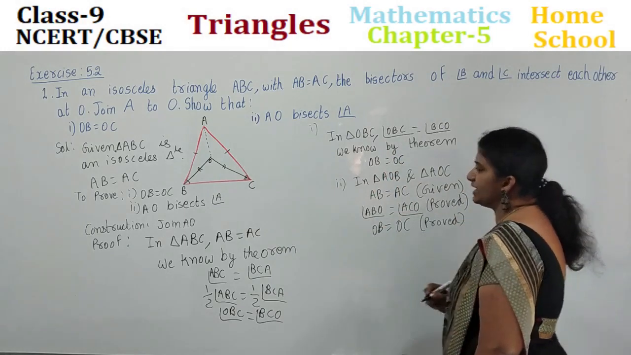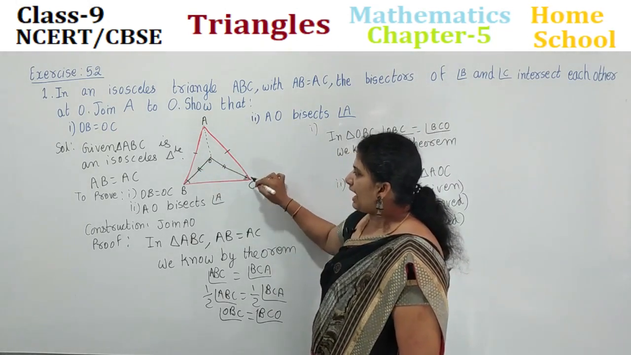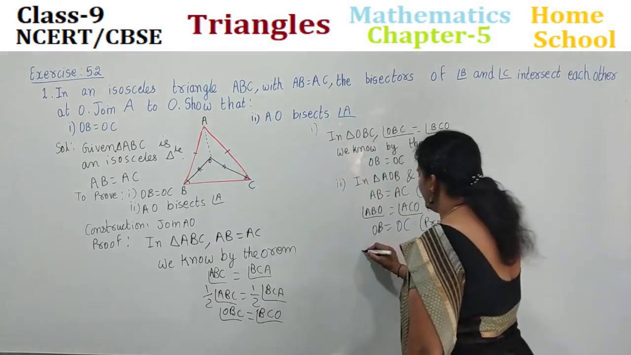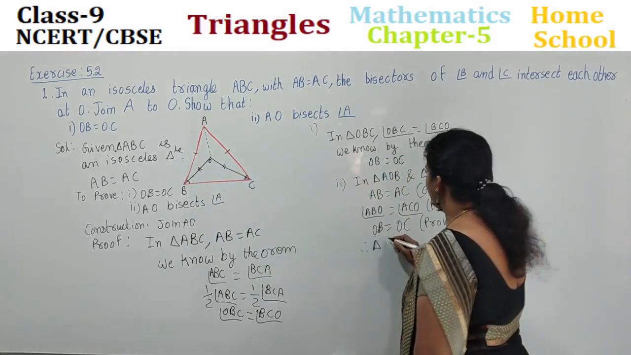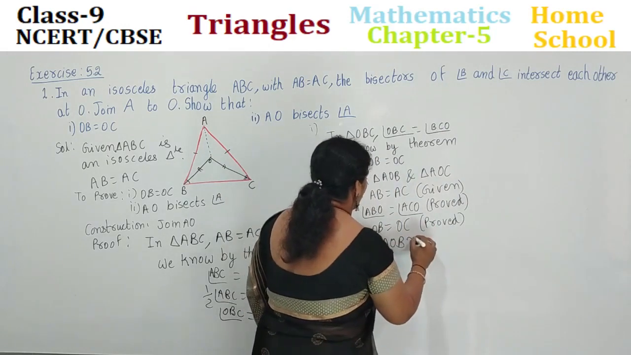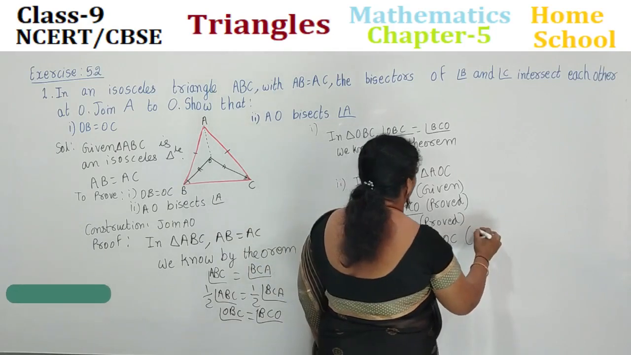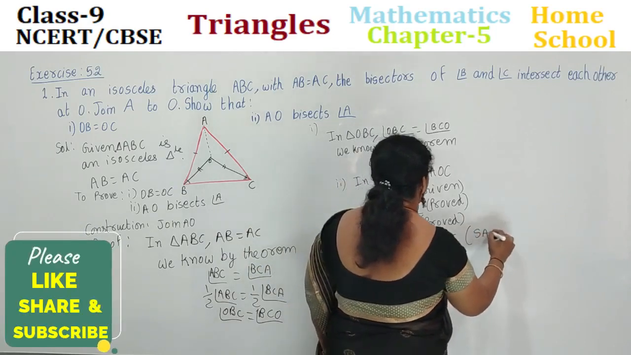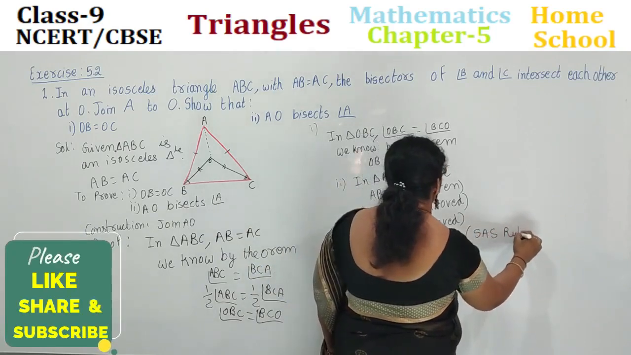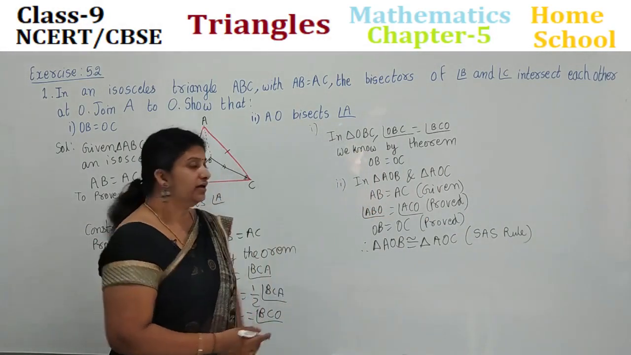Therefore, what you can say here? Side angle side. Therefore, triangle AOB is congruent to triangle AOC. By what congruency rule? Side angle side rule. I say that these two triangles are congruent.